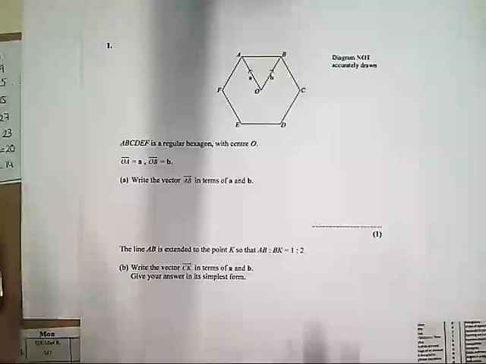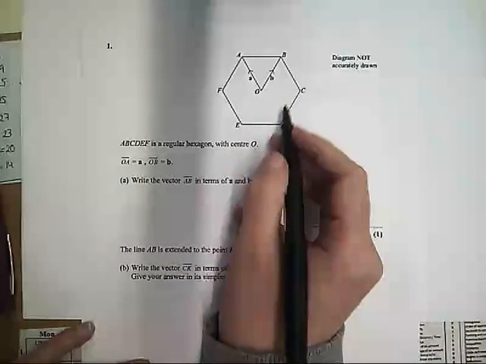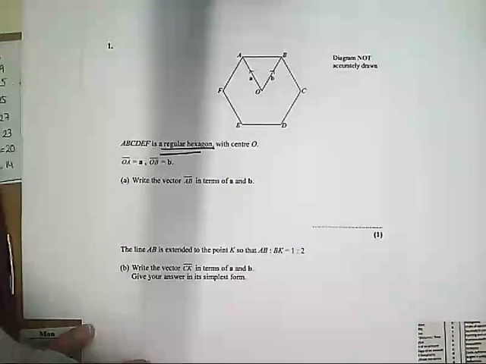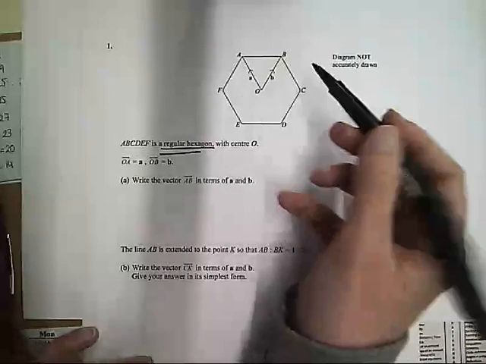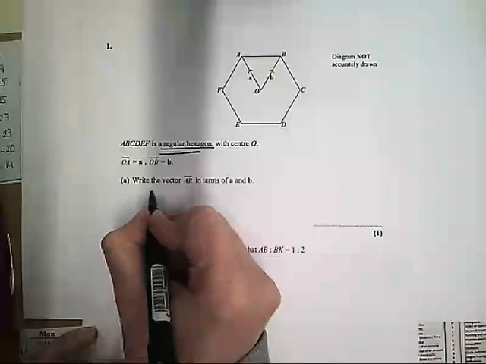And the first question, we're writing the vector A to B. So we've got a regular hexagon, it tells us here, which means that if we draw any line in the same direction that's parallel to that, that will have a vector A. Okay, so we're going for A to B.